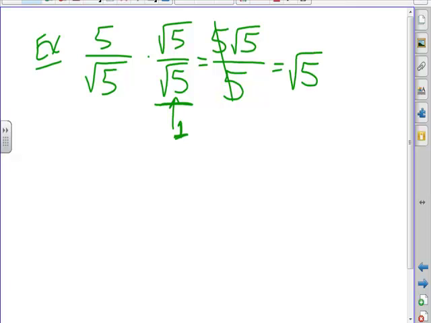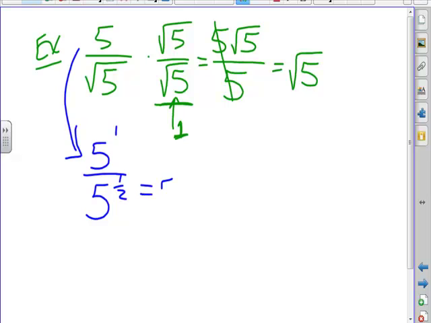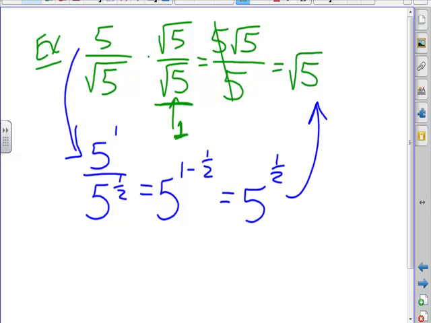So now with what we're talking about in this section, another way to think about this would be to say that really what this is 5 to the first power divided by 5 to the half power. And knowing what we know from a couple sections back, that when we divide powers of the same base, it's 5 to the 1 minus a half. We subtract our exponents. So this is 5 to the half power, which now, hopefully we're making that connection, is exactly the same as radical 5.